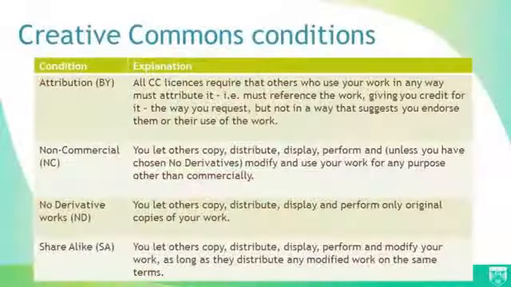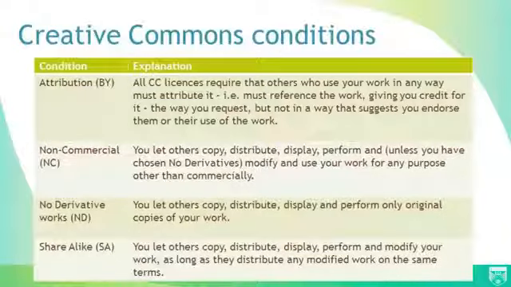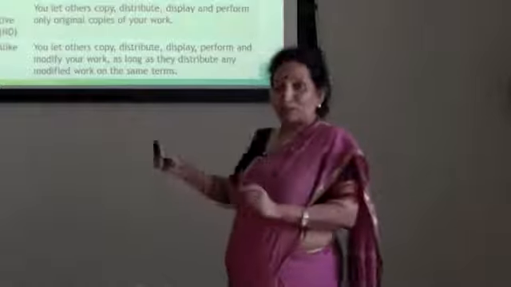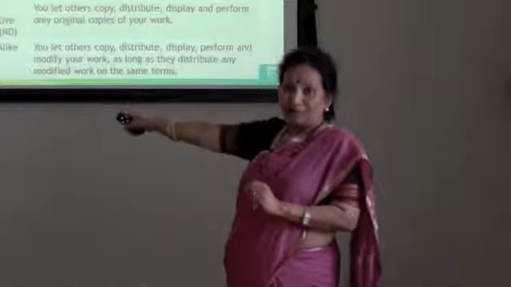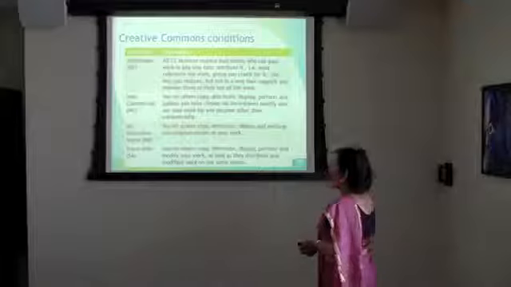A third condition is an ND condition, which is a non-derivative work, where if you have created some work, you let others copy it, distribute it in as many numbers as possible, as the others like, as long as they don't make any changes to the material. That means the material has to be distributed as such. There cannot be any derivatives made out of that material. So there cannot be any adaptation, there cannot be any changes, there can be no contextualization. So this is a sort of a limited open education. This is a sort of a license that limits the scope of a usage of an open education resource.